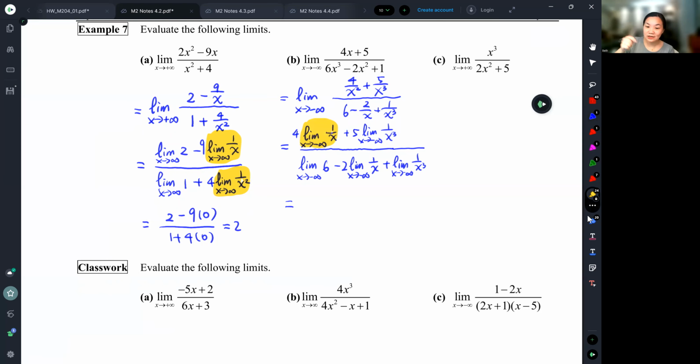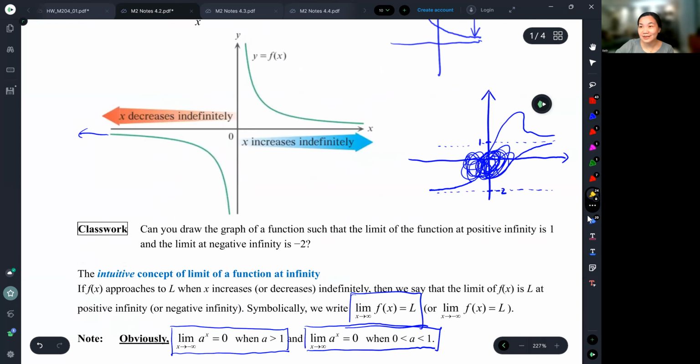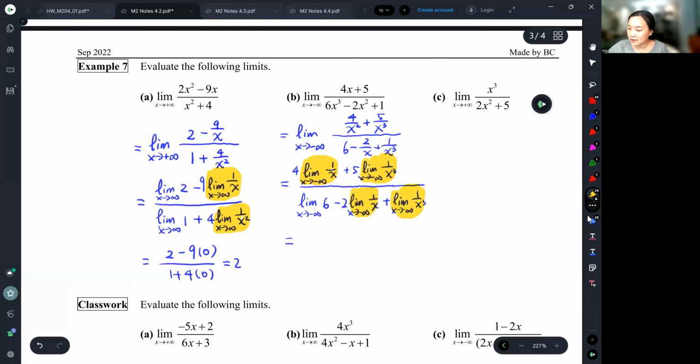So it's negative, but also tends to 0. Because if you recall this graph, this is our first graph, right? This 1 over x on the left still tends to 0. So in this question it doesn't matter whether it's negative infinity or positive infinity, you get 0 as well. So here 0, here 0, here 0, here 0. And then you will get 4 times 0 plus 5 times 0, and then plus 6 minus 2 times 0 plus 0. And then you get 0 over 6.